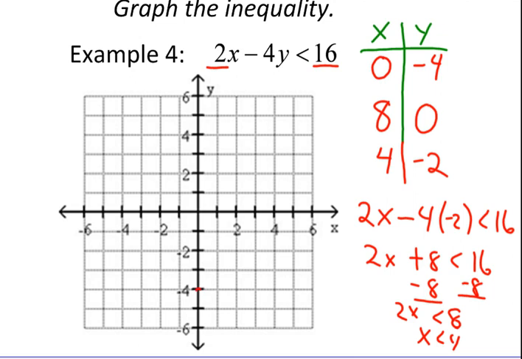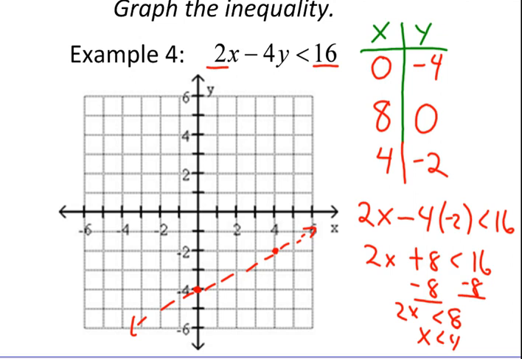So 0, negative 4 is down below. See, 8, 0 is off the chart. This only goes up to 6. So you may have to find a different point for x that's smaller. So we have 4, negative 2. Now that we have 2 points that are on this Cartesian coordinate system, we have a less than symbol, so it's going to be a dashed line. Again, use a ruler so you can make a better line.